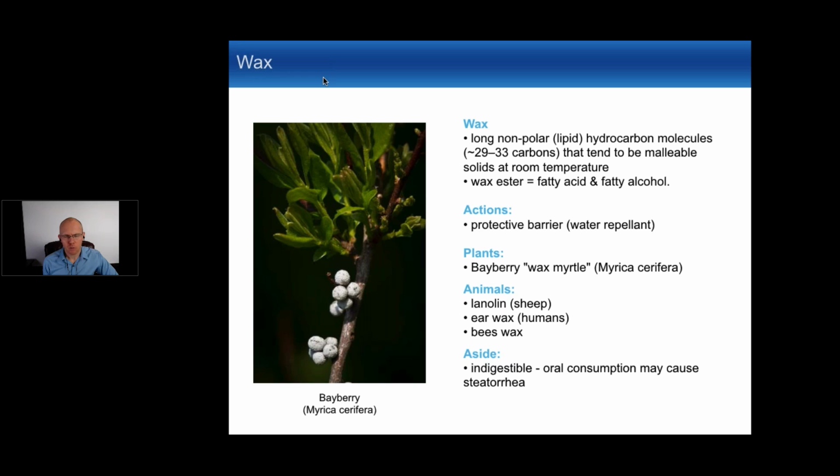Now, during the processing of wool, they'll remove the lanolin from it so it doesn't have that same sort of waxy feel to it. But if you get raw wool, it's quite sticky and waxy. Humans make earwax, and then bees obviously make beeswax as well. In general, waxes are not digestible, and when you consume it orally, it won't be absorbed, and it can cause steatorrhea if you take too much of it.